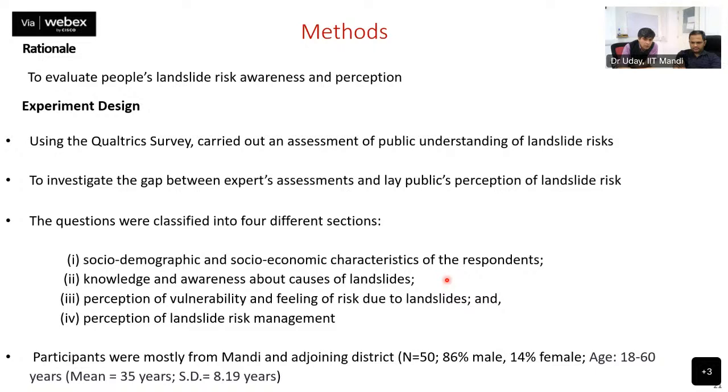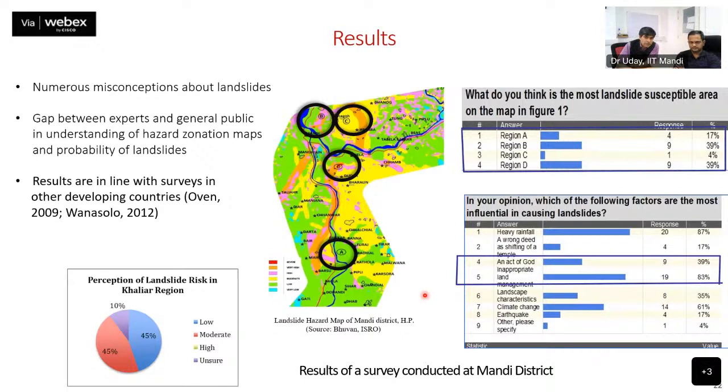We have 50 households here, and this is the distribution of male and female data. Typically middle, 35 years towards the younger population. So this is the sum of the results we got. So we presented this hazard zonation map, and you can actually see this is Mandi town right here and adjoining area. And this color on the map kind of shows the susceptibility of the hazard, or the probability you can think of more like spatially presented.